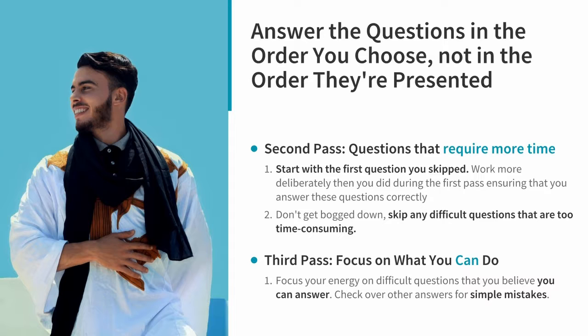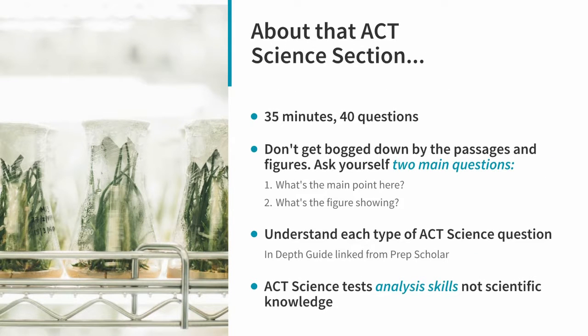About that ACT science section, I've heard people who love and hate the ACT science section. I think it has its fans and haters. It's 35 minutes and 40 questions long, and I wanted to just touch on 3 things quickly that are going to help you. So don't get bogged down by passages and figures. Ask yourself 2 main questions. What's the main point here, and what's this figure showing? You want to look more so at patterns and the main gist of the figure.